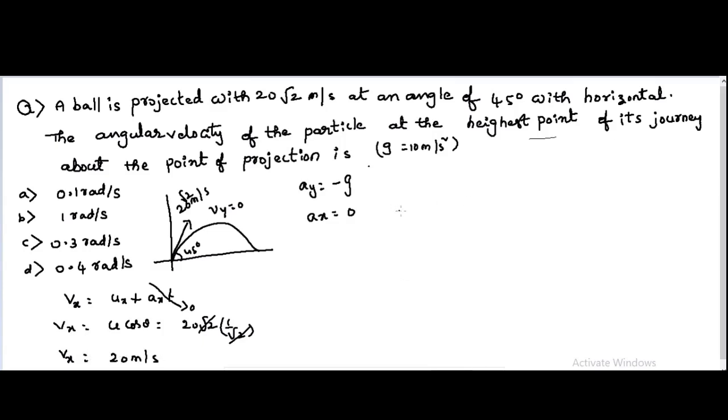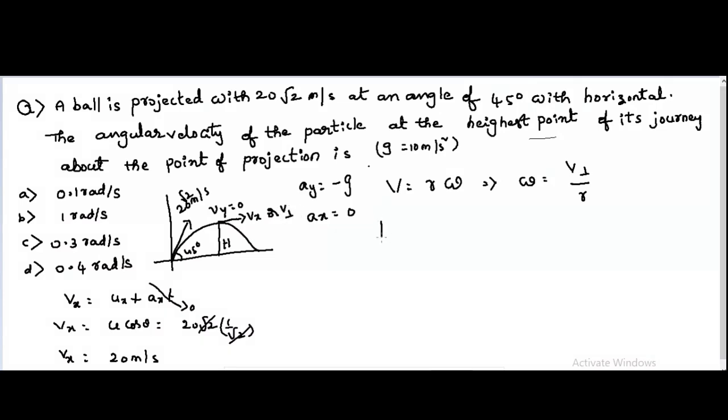From the relation between linear velocity and angular velocity, v equals r times omega. That implies angular velocity equals the perpendicular velocity divided by the distance from the horizontal. Here, the perpendicular distance is the maximum height, and with respect to that height, the perpendicular velocity is Vx. So this is Vx or V perpendicular.